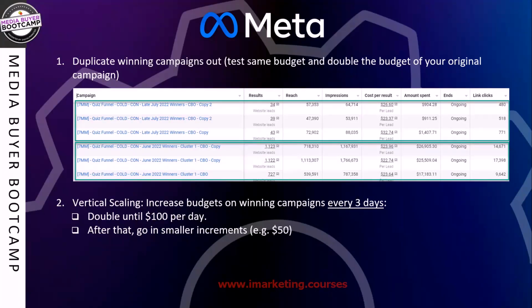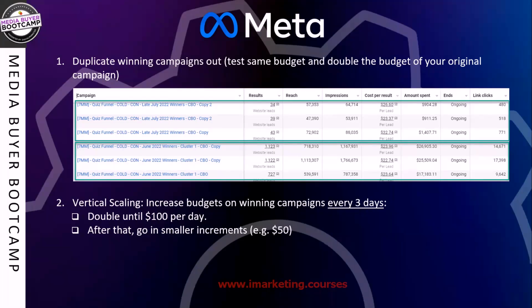So let's say you're at $10 a day and you're saying, oh, this is working. I'm getting leads at ridiculous prices and all the rest of it. You're so happy. You say, I've got all the budget, I'm feeling generous today, I'm going to go from $10 a day to 100. If you do that, there's a very high probability your campaign will just die.